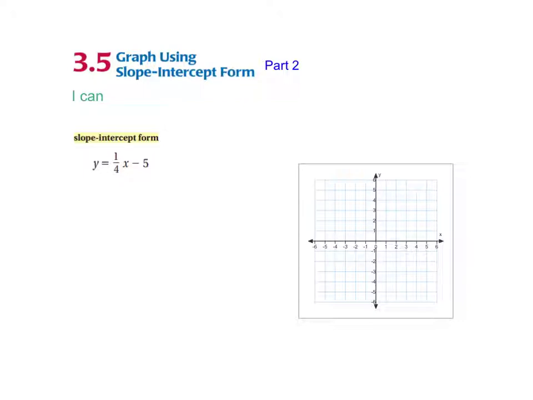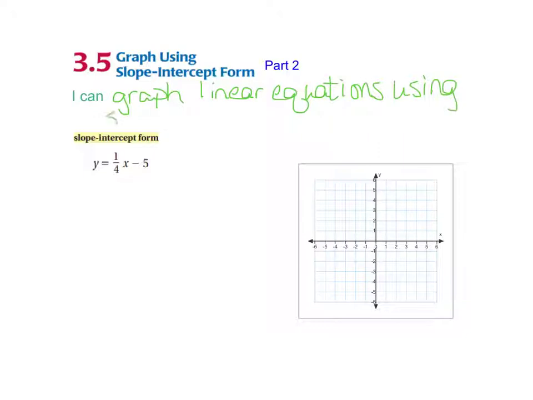All right, today in class we discovered slope-intercept form. We saw that there was a special form of a linear equation that gave us two very specific pieces of information about a line. What we're going to do now is learn how to graph linear equations using slope-intercept form.